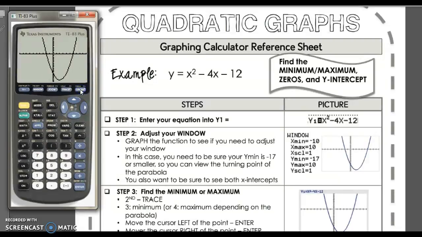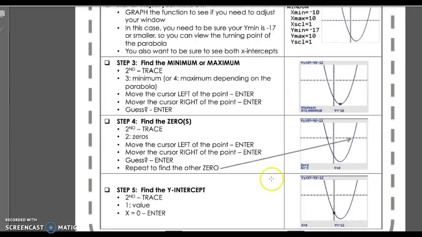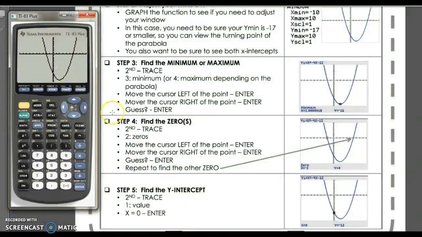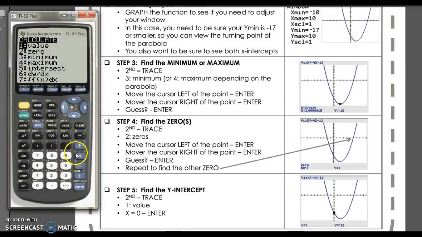So now if I hit graph, I can see my vertex is right here. I can see my y-intercept, and I can see my x-intercepts. So the first thing we want to do in step 3 is find the minimum or the maximum. And since this parabola is opening upward, we are looking for a minimum. So we're going to hit second and trace, and we're going to hit number 3 because we're looking for a minimum.